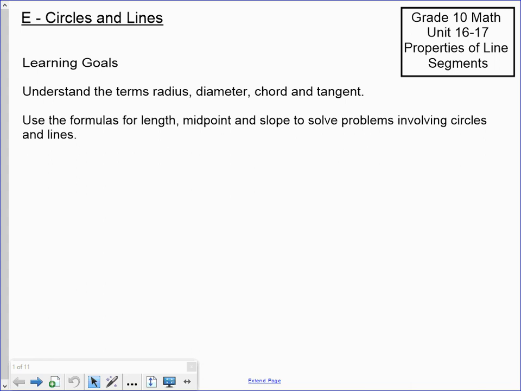Right, so this lesson is called Circles and Lines. What we're going to do first is take a look at some terminology associated with some special lines that have to do with circles. These are the terms radius, diameter, chord, and tangent. And then we're going to use the formulas that we've been working on in this unit for length, midpoint, and slope, and use them to solve problems involving circles and these lines that are associated with them.